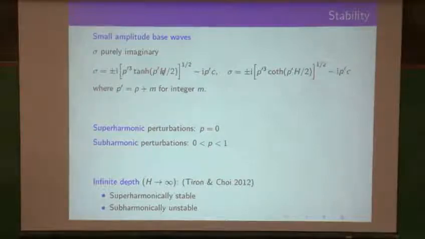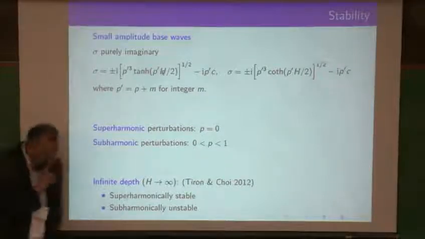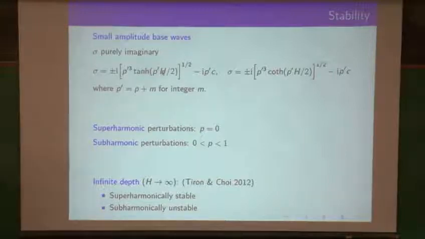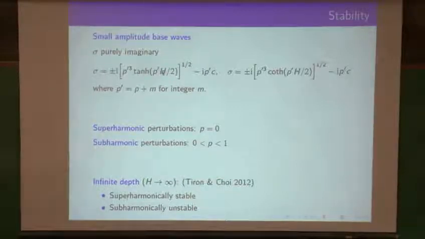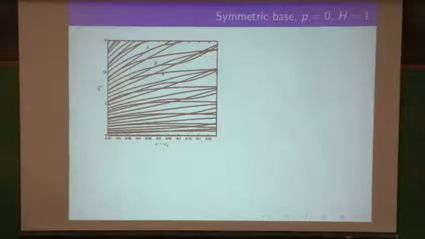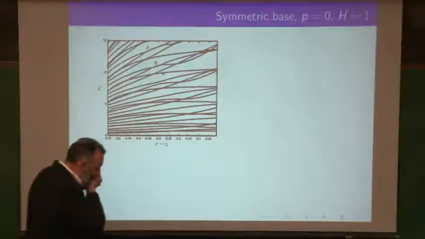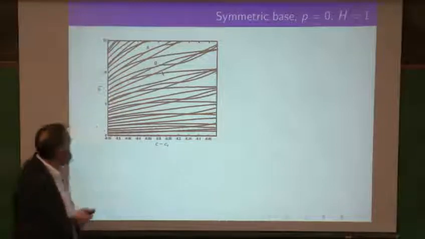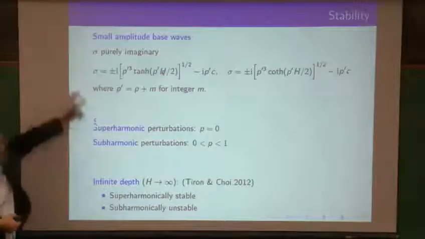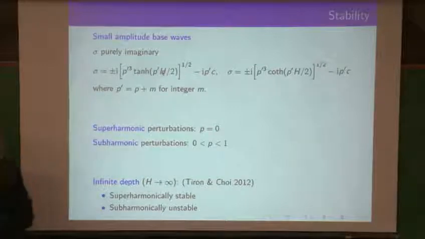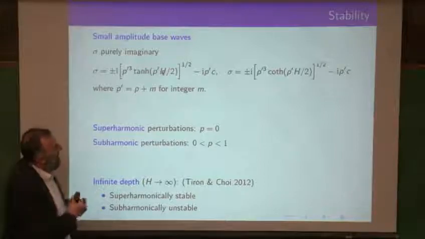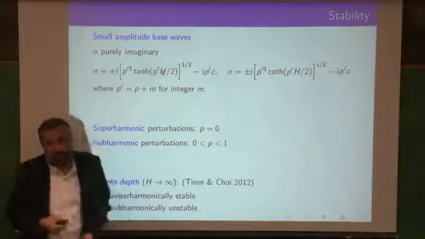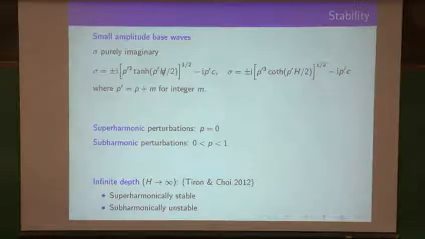In infinite depth, just a reminder of what happens. I'm talking about the theorem and showing these results. The waves are stable to superharmonic perturbations, but unstable to subharmonic ones. So what happens in our case? Now I'm starting to plot our eigenvalues. Again, there's an infinity of them; for each m you find an infinity of those. At small amplitude, towards the linear limit, all of them are on the imaginary axis. So the question is, do they get off the axis or not?